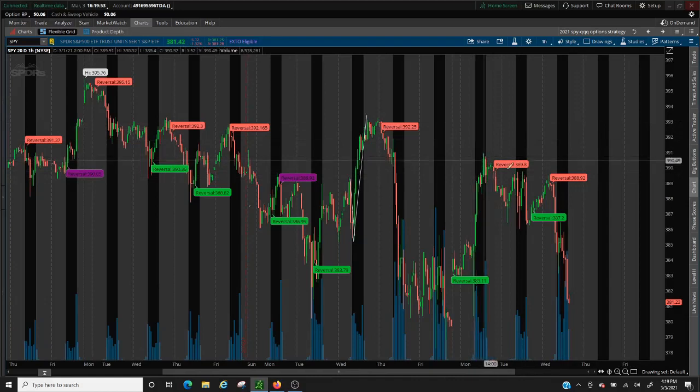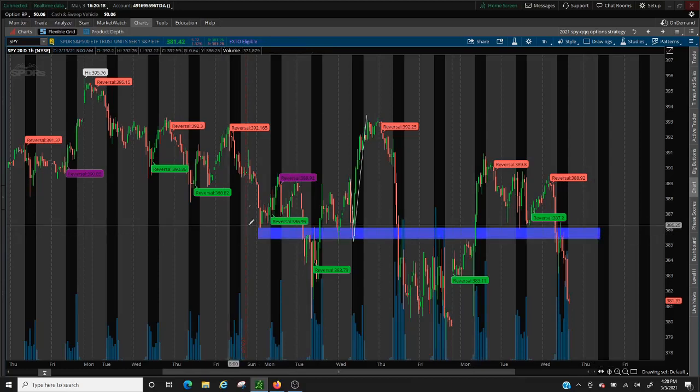So right now I can see, let's see, where I can find a very, very well defined support and resistance. So I find one right over here. Okay, so I'm going to take this and I'm going to do this right here. Why did I do that?